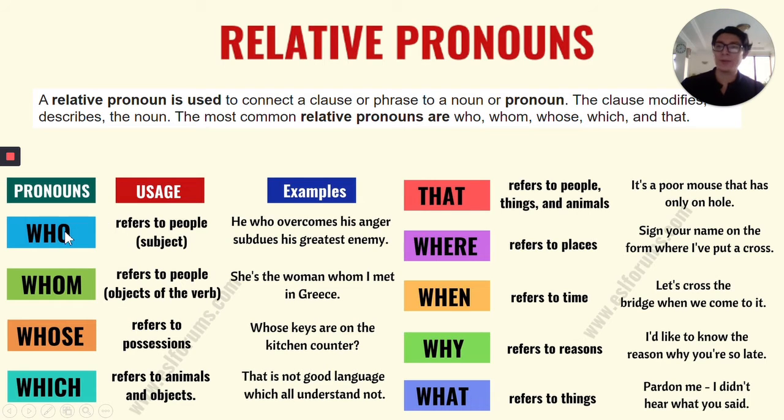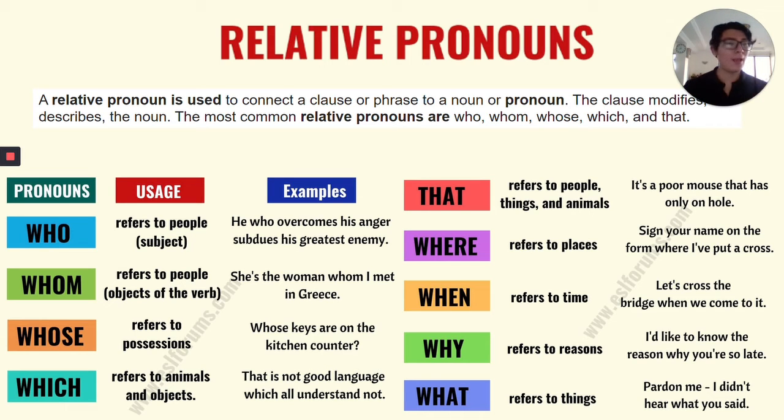For example, we have who, whom, whose, which, that, where, when, why, and what. Okay? So here, as it says, who refers to people. An example: he who overcomes his anger subdues his greatest enemy. Whom refers to people too, but the difference between who and whom is that in who, the person makes or performs the action.